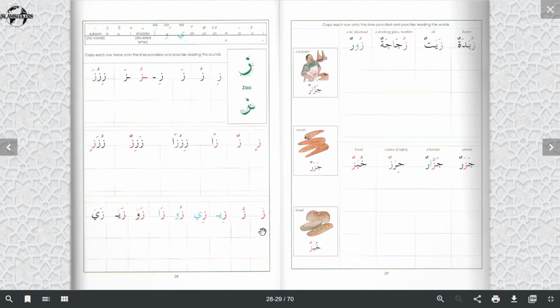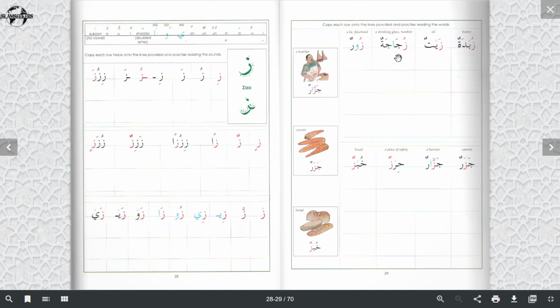Line 3. Z. Zu. Zau. Zai. Page 29. Listen carefully and repeat. Line 1. Butter. Zubdatun. Oil. Zaytun.